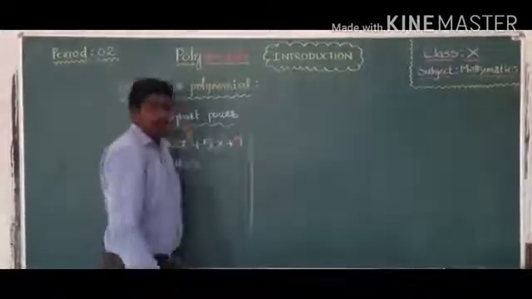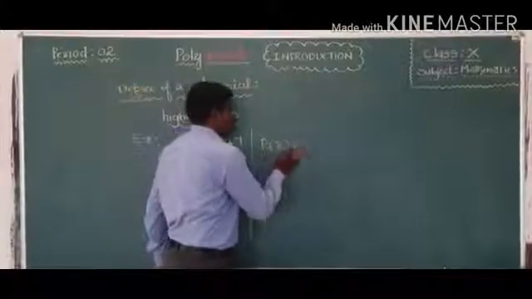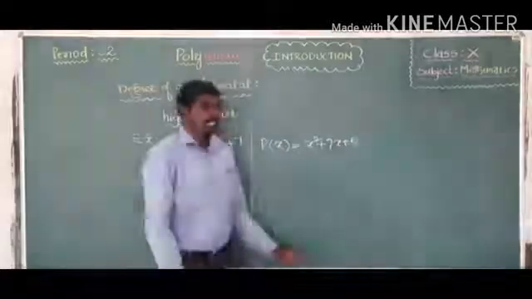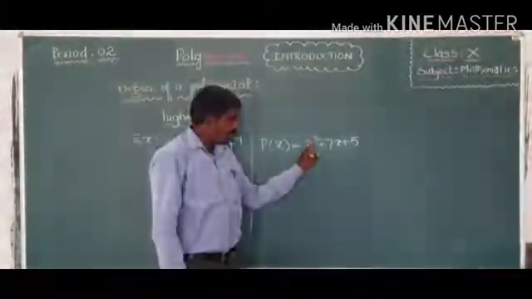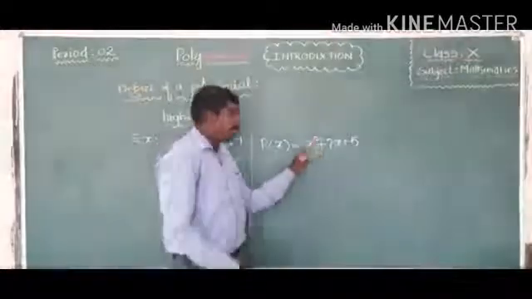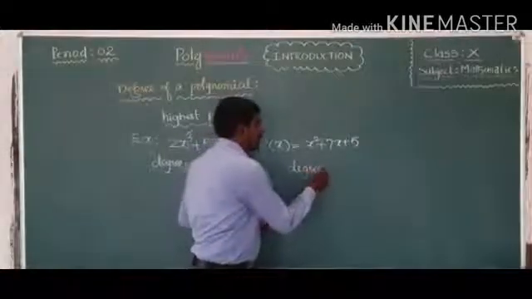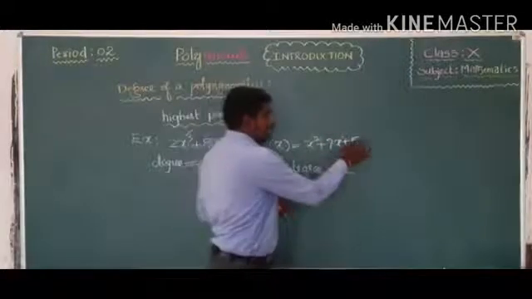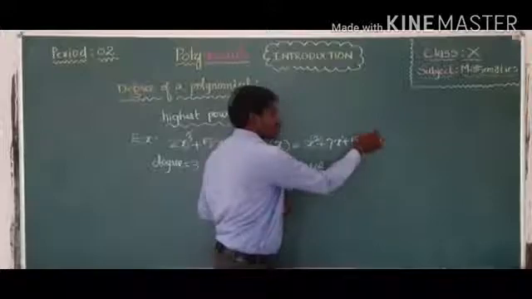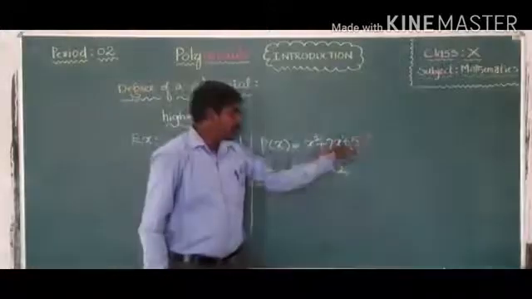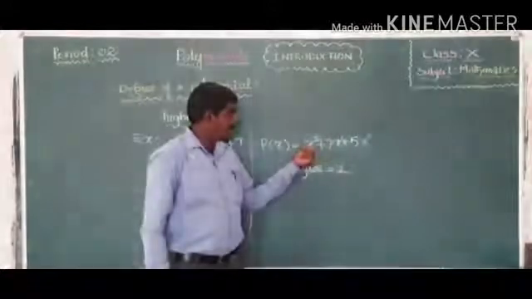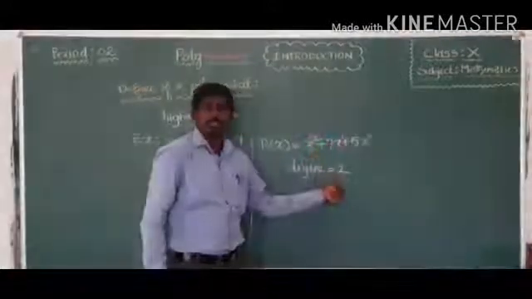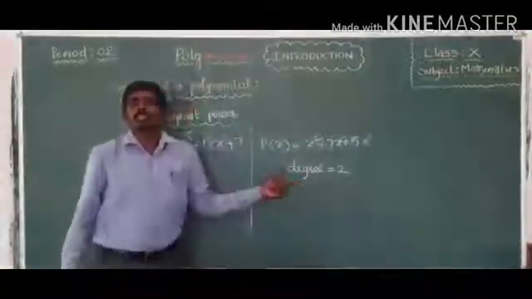And one more example: p of x is equal to x square plus 7x plus 5. Here the highest power of the variable is 2, so the degree of this polynomial is 2. Here the power is 2 and here the power is 1. Where nothing is written, we can write x to the power of 0. So the degree of this term is 0, of this term is 1, and of this term is 2. So the highest power of the variable in this polynomial is 2, and the degree of the polynomial is 2.